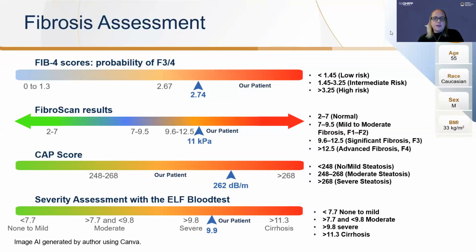Now, another option that we have could be an ELF blood test. This is commercially available. It's not something that I use in clinical practice. I've used it when we've been involved in clinical trials. But some people do utilize it, and his came back at 9.9, which actually is a little bit above the severe and not quite to cirrhosis, which would match up for a stage 3 patient.